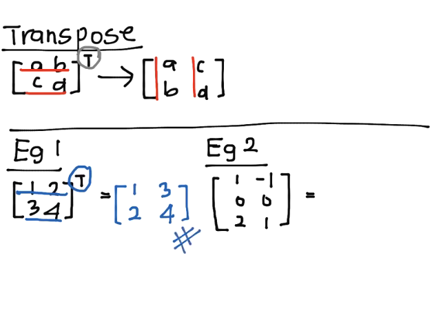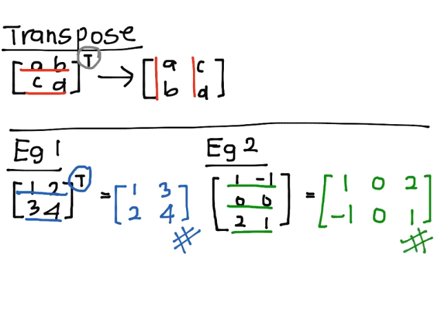Now let us go with the second example. The same thing, we have 3 rows here, so we're going to have 3 columns. For the second example, the first row is 1, negative 1. So the first row will become the first column, which is 1, negative 1. The second row will become the second column, so 0, 0. And the last row will become the last column, which is 2, 1. So this is our transpose matrix for 1, negative 1, 0, 0, 2, 1. So this is our answer. So that's it about the transpose matrices.